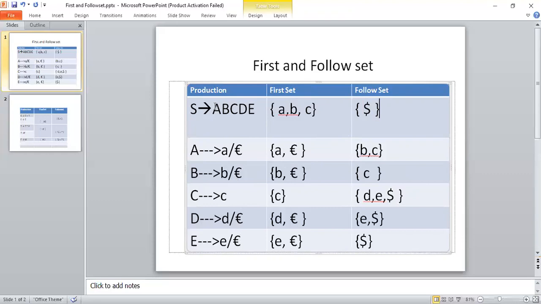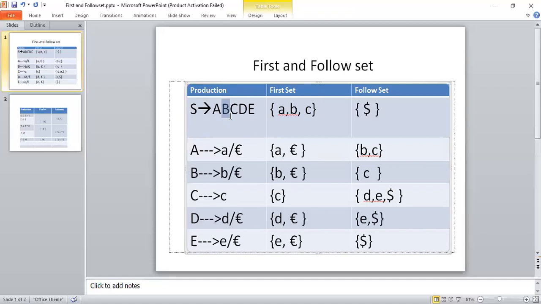Then I'm constructing follow of A. Follow of A is nothing but first of B C D E. And what is the first set of B? b, epsilon. Write b in the follow set. And instead of writing this epsilon, substitute epsilon in place of B, so that B is vanished. There is no more B. Then I have C, D, E.